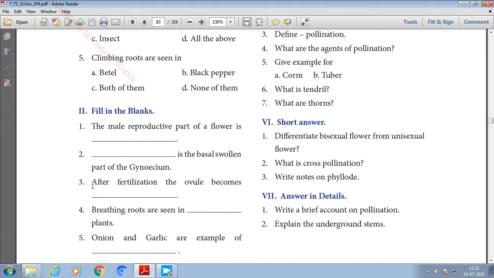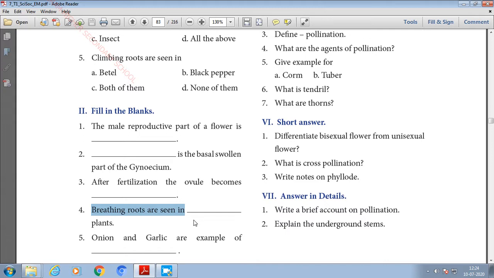Ovary. Third one, after fertilization the ovule becomes seed. Seed. So once the fertilization process is over, the ovule becomes a seed. Seed. Fourth one, breathing roots are seen in dash plants. So for this the answer is mangrove plants.